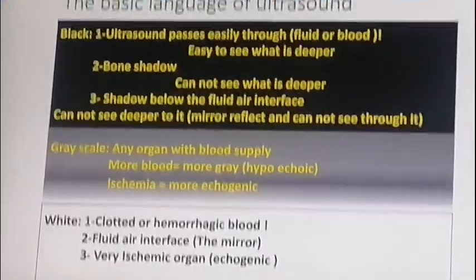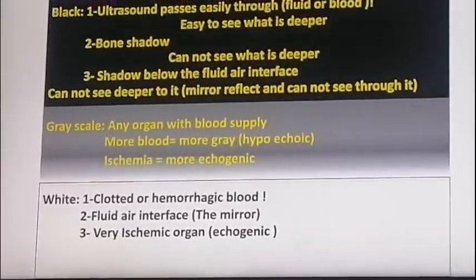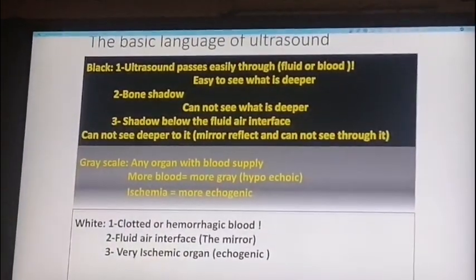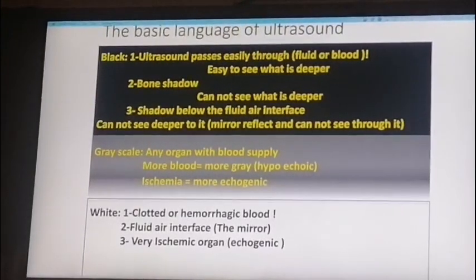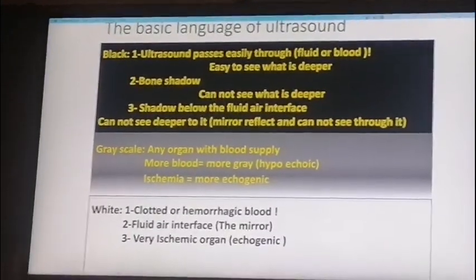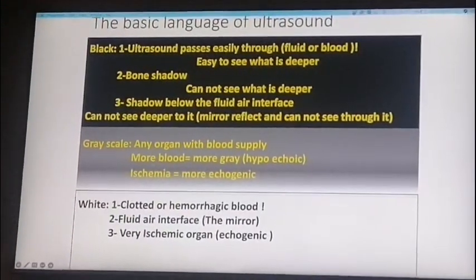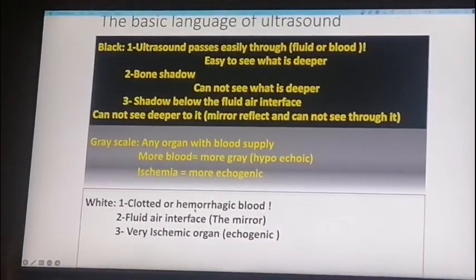Now what's white? One of 3 options. Number 1, clotted or hemorrhagic blood. As Monica said, blood inside the ventricle will not be seen black. The clotted blood is not fluid anymore, it's tissue. The hemorrhage inside the ventricle is clotted blood. That's why you see it as white.